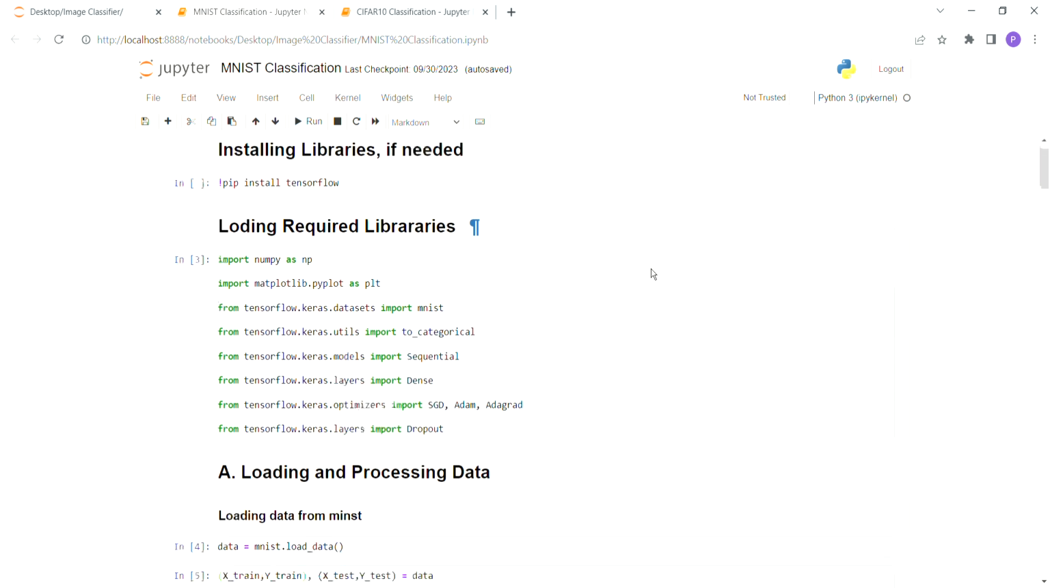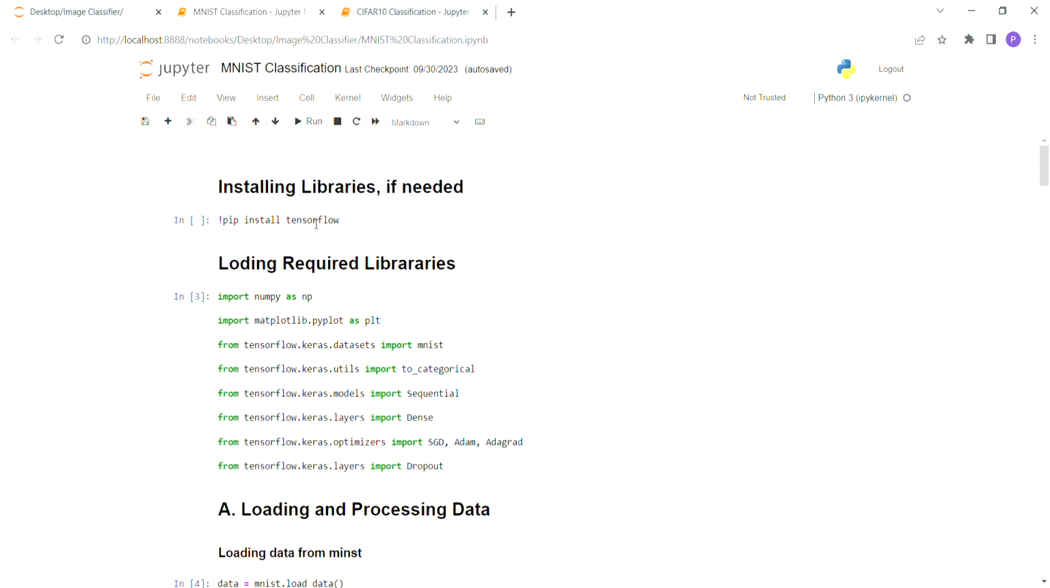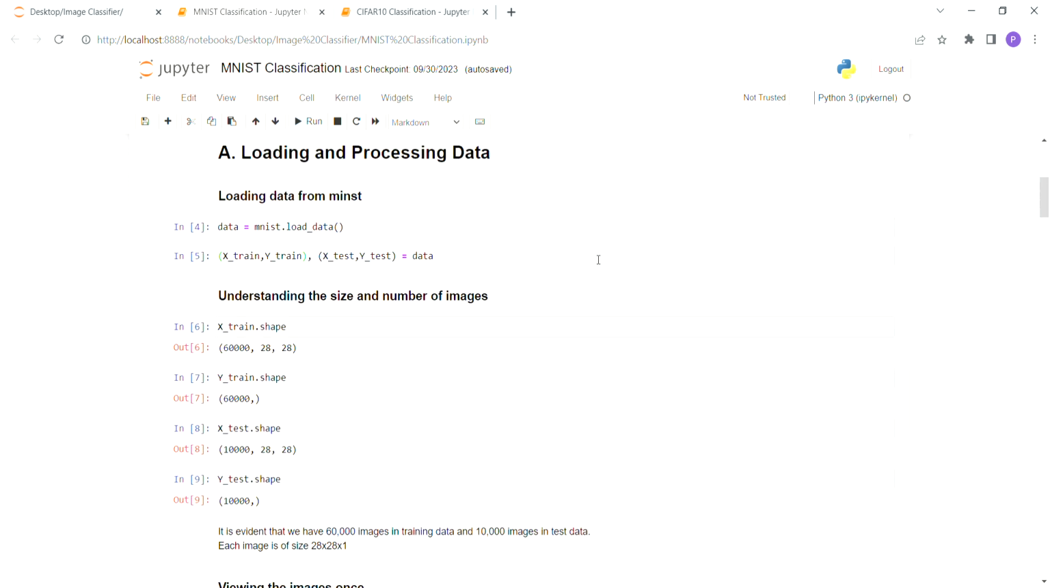So in the first part we will be discussing how we can classify the MNIST dataset using multi-layer perceptrons, that is MLPs. Since we will be using TensorFlow here, if TensorFlow is not installed in the system, we need to install that. After that we will load the required libraries. Further, we will first load the data and pre-process it to use for the classification.